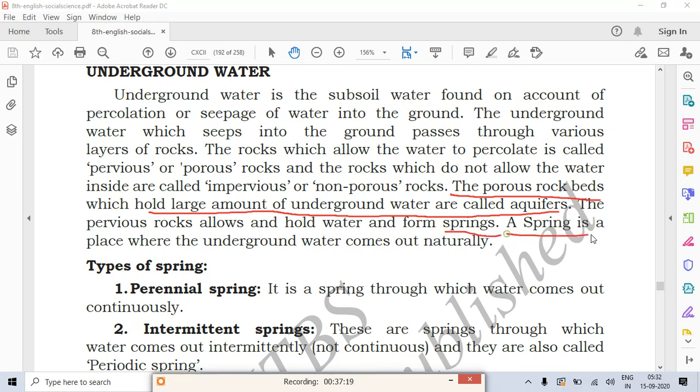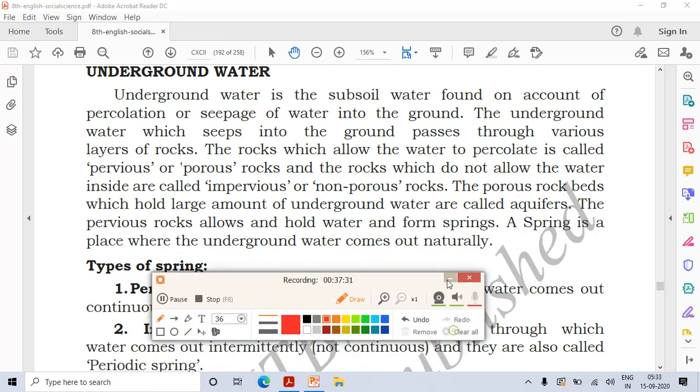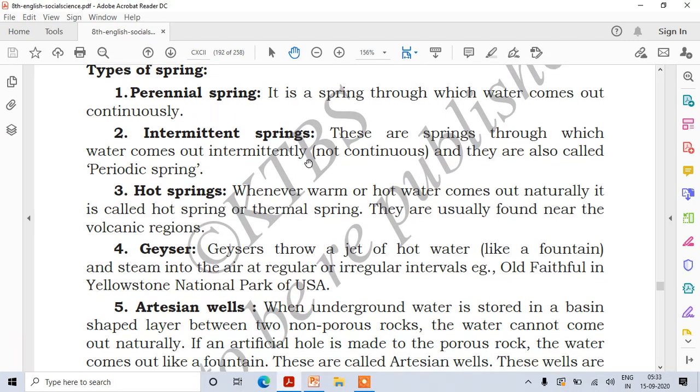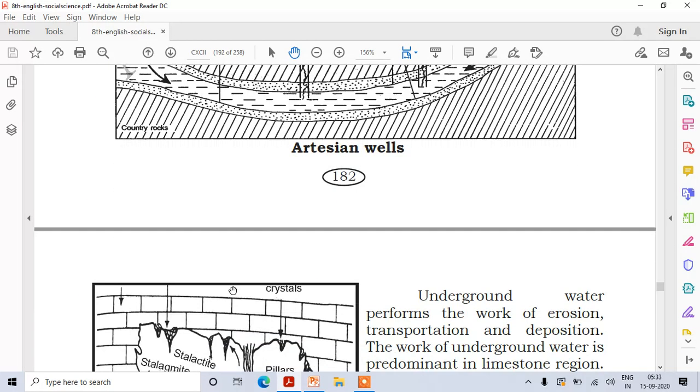A spring is a place where the underground water comes out naturally. You can see in many areas springs are there. Water springs, where the underground water comes out naturally. That place is called a spring. Next we'll read about the types of spring: perennial spring, intermittent spring, hot spring, geysers, artesian wells. These are the types of springs.